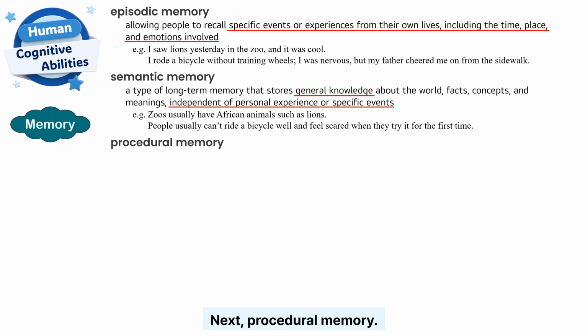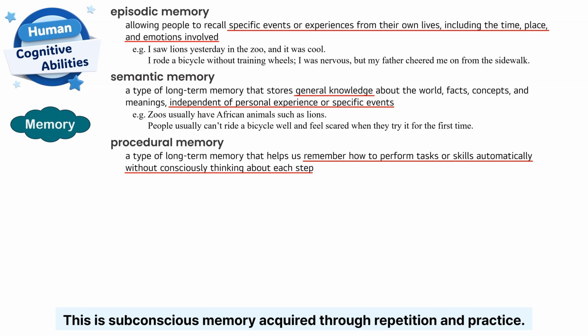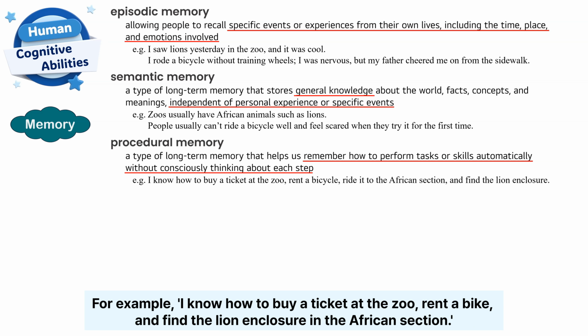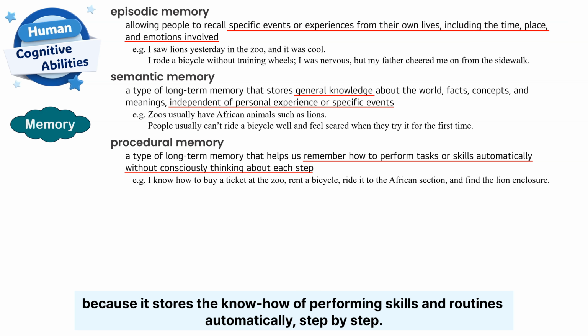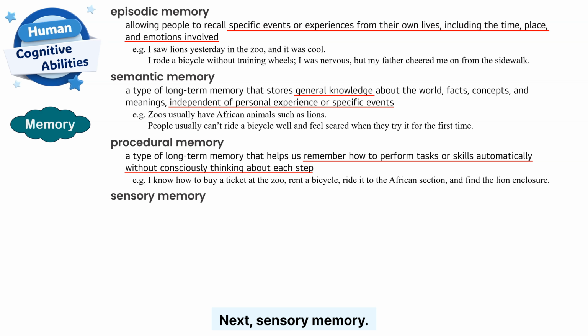Next, procedural memory. This is subconscious memory acquired through repetition and practice. For example, I know how to buy a ticket at the zoo, rent a bike, and find the lion enclosure in the African section. It's hard to explain verbally because it stores the know-how of performing skills and routines automatically, step by step.